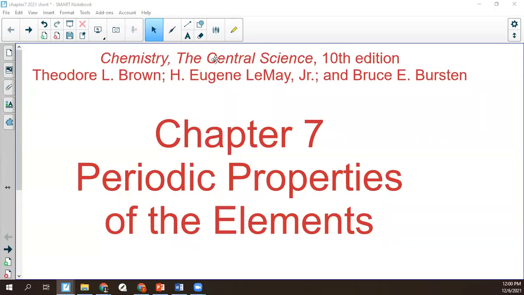Periodic properties means properties that repeat. The periodic table is called the periodic table because after every 8 things, it repeats itself. There's subtle changes, but it repeats itself. And it's ultimately because of valence electrons, which we've learned about.